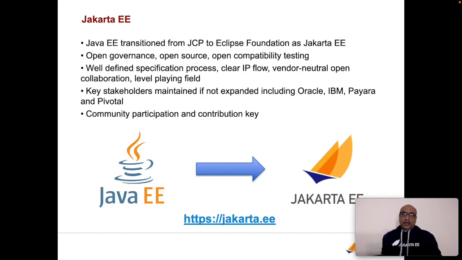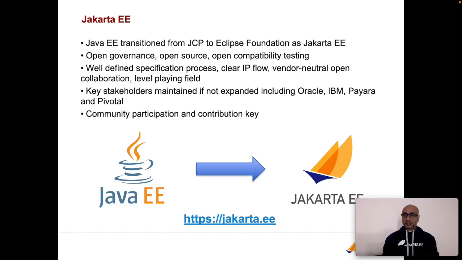But the reality, though, is that the JCP really is not ultimately a vendor-neutral organization. In fact, it is not an organization per se in any real sense. It's just a department in Sun, and now it's a department in Oracle. So it is definitely far short of what the vendor-neutrality benchmarks today really are. Whereas the Eclipse Foundation and Jakarta EE is, in fact, what you would imagine to be open source and vendor neutral today. It's a non-profit organization.